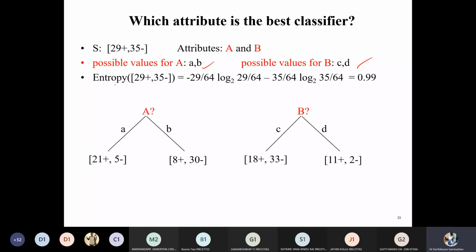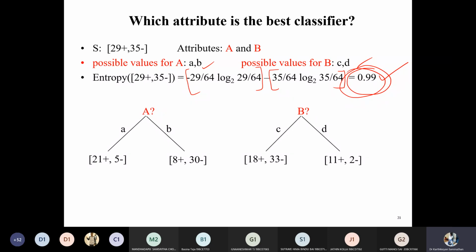Now we will calculate the entropy value for 29 plus, 35 minus. First we take the positive case: 29 divided by 29 plus 35, so 64, log 2 of 29 by 64. Same for the negative case, with a minus: 35 by 64, log 2 of 35 by 64. When you calculate this, you'll get about 0.9. So it is less than 1.